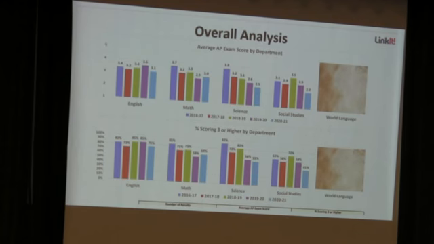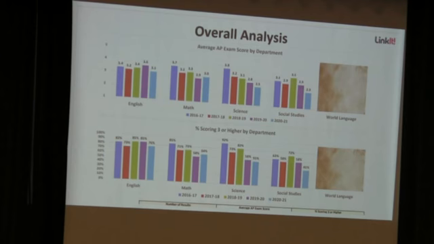So for the overall analysis, you can see that some of the data is suppressed due to small numbers. These are the average AP exam scores by department. Starting with English, the blue on the far right is 2020-2021, going to math, science, social studies. And then on the bottom is the percent of students scoring 3 or higher, which is considered a passing score on the AP exam.